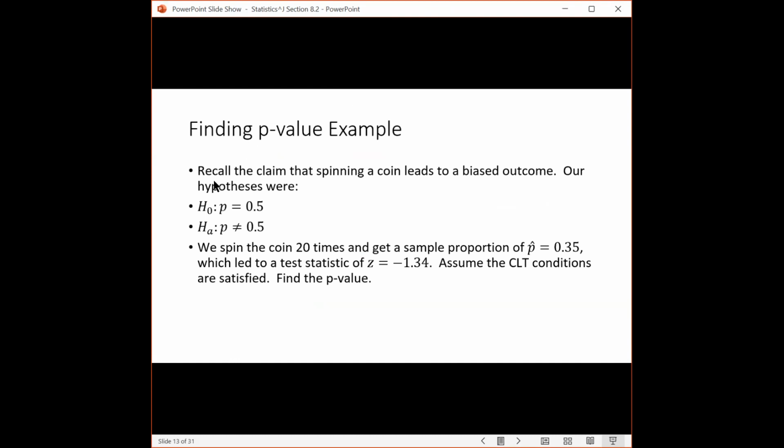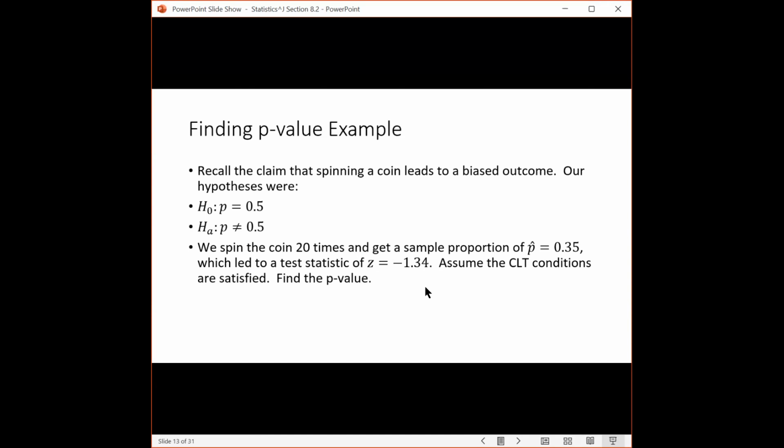So now we're going to recall the claim that spinning a coin leads to a biased outcome. That's a claim that we had in an earlier video. Our hypotheses were p equals 0.5 and p is not equal to 0.5. So we're saying that this coin is biased, so it's not equal to 0.5. We spin the coin 20 times and get a sample proportion of p hat equals 0.35, which led to a test statistic of z equals negative 1.34. It tells us to assume the central limit theorem conditions are satisfied, and then it wants us to find the p-value.